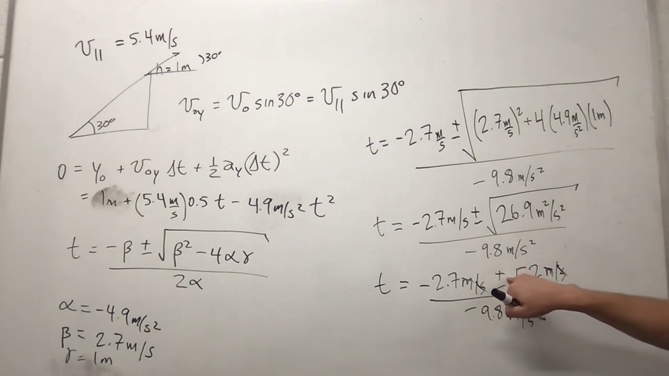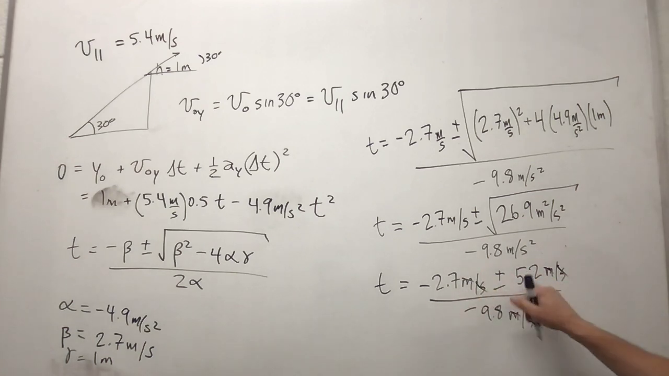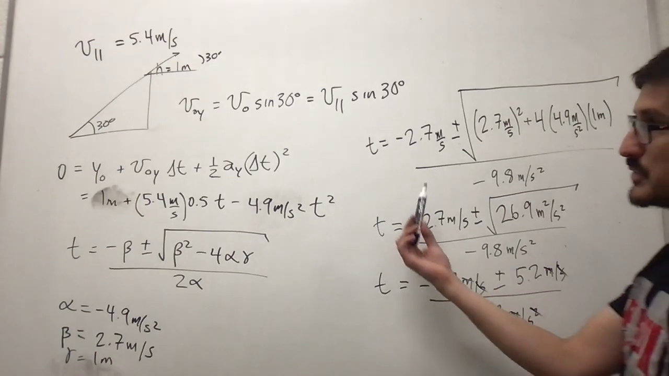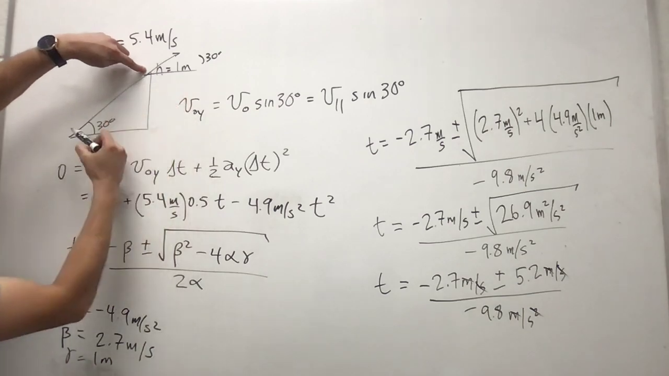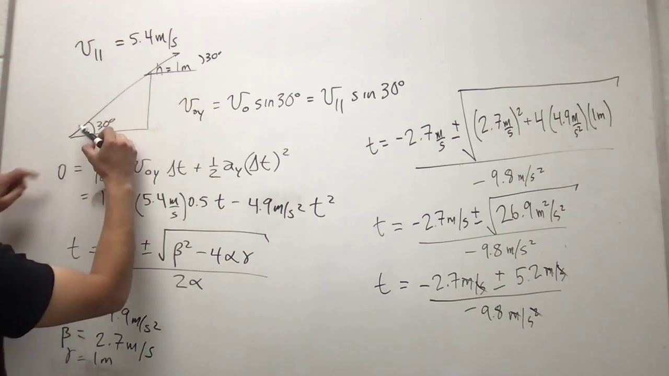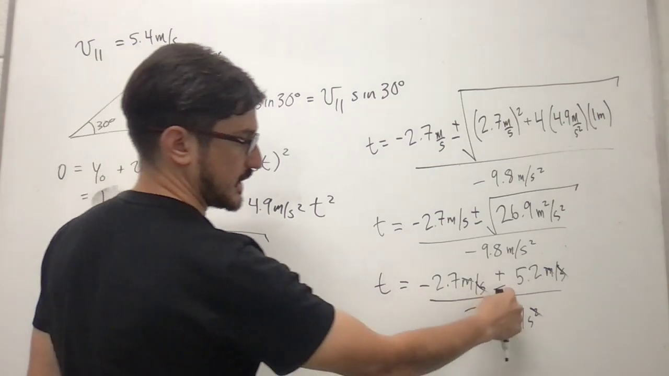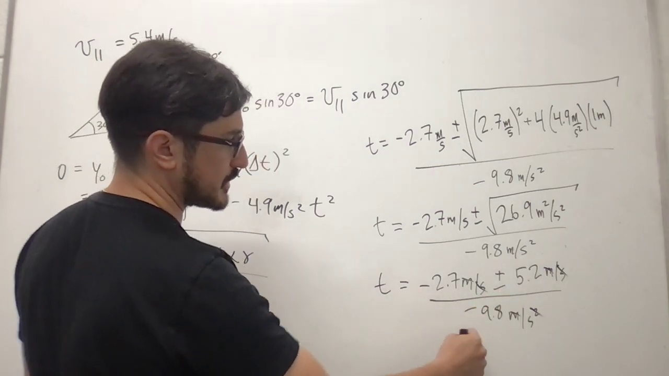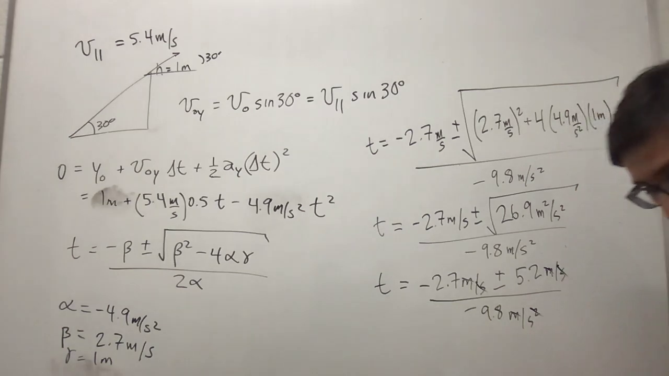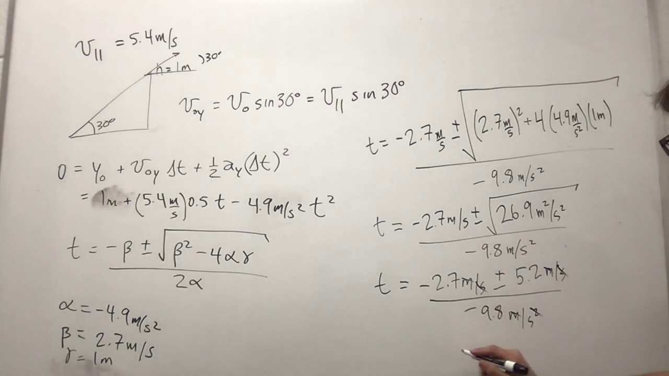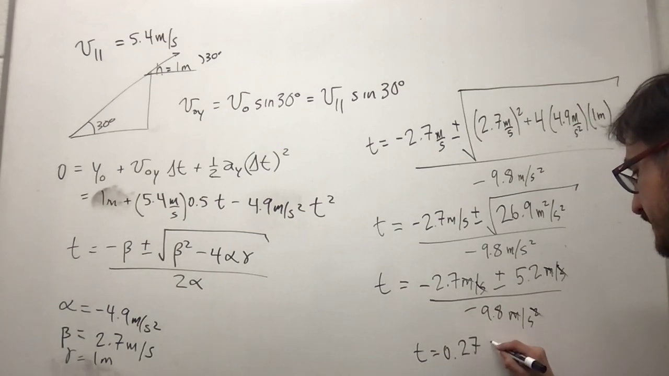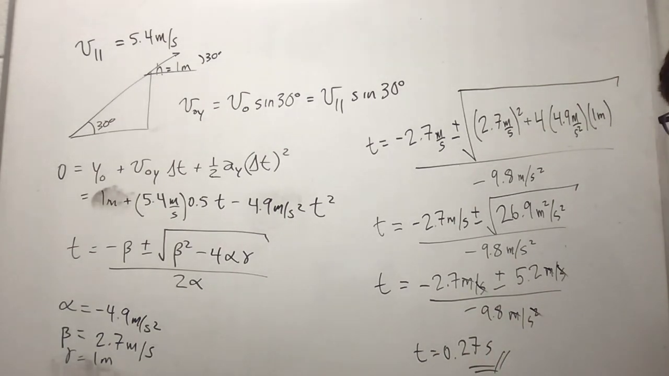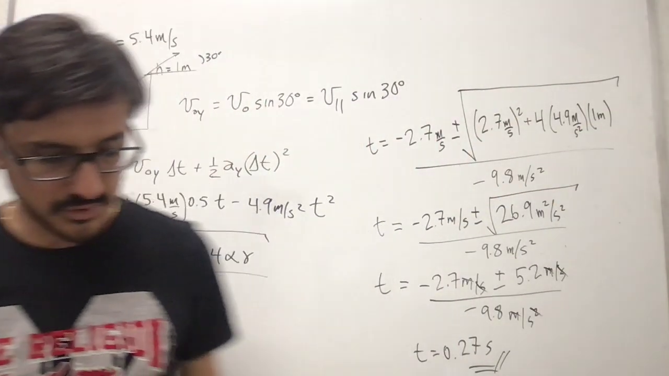Notice that if you take the positive 5.2, then this whole thing is going to be negative, which will give you the solution not after it gets over here, but when it was over here. The equivalent. So if you take the negative and negative and negative, then you have a positive number, and that positive number is 0.27 seconds. Cool. I don't have a lot of space left, but we don't have to do much more.